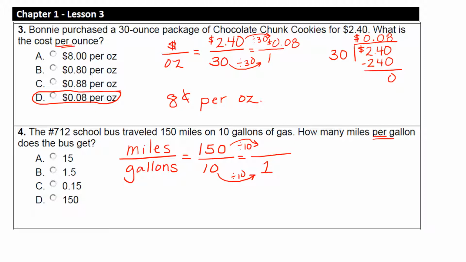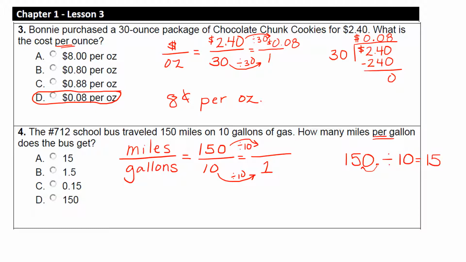You can solve this mentally if you remember in 5th grade, if you wanted to divide a number by 10, you simply move the decimal point to the left 1 space. So in the number 150, the decimal point would be at the end. And if I'm dividing by 10, all I have to do is move the decimal point to the left 1 time. So 150 divided by 10 equals 15.